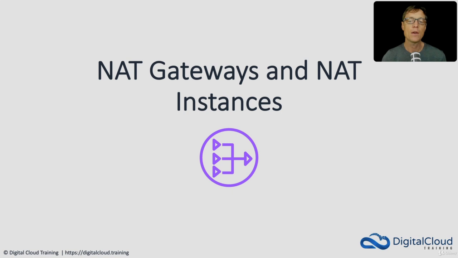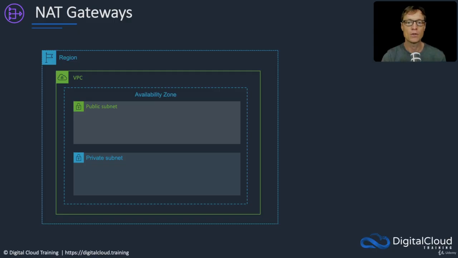Hi guys, NAT gateways and NAT instances are two services and techniques that we can use to solve the problem of giving internet access to the instances that we have in our private subnets. So we're talking here about outbound internet access. We may not want people to connect to these instances directly from the internet, but we need them to connect to the internet so that they can do things like downloading software binaries or patches. So let's look at how we can do this.